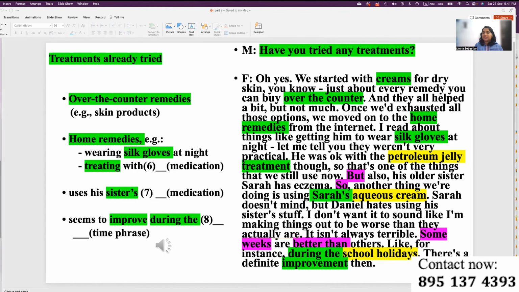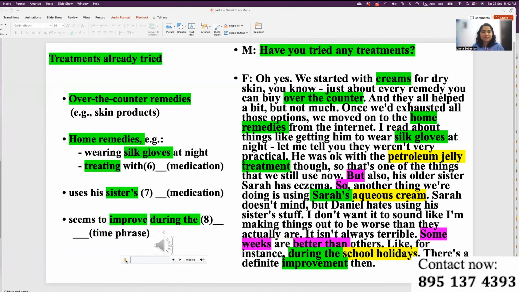Some weeks are better, for instance, she says, during the school holidays. The same words, during the, are used in the question also. So our answer is during the school holidays. It's better. There is a definite improvement then. Again she is confirming there is a definite improvement. So our answer is school holidays: seems to improve during the school holidays. If you want to listen to the audio, play it also, it will help you.